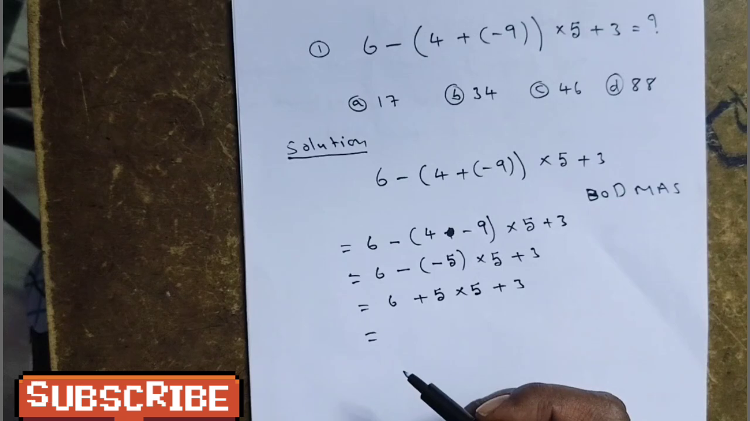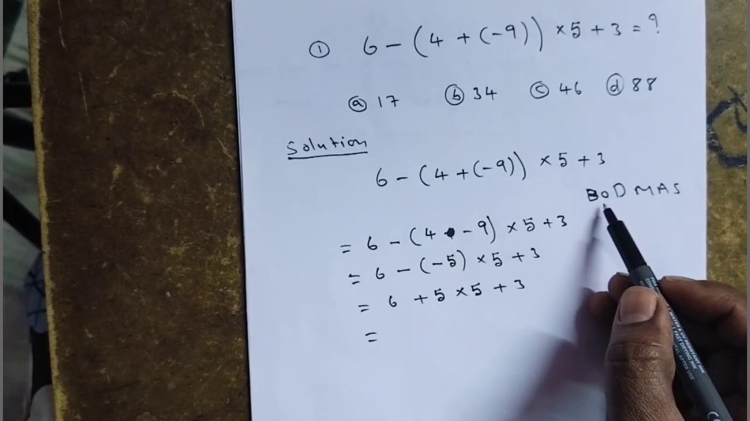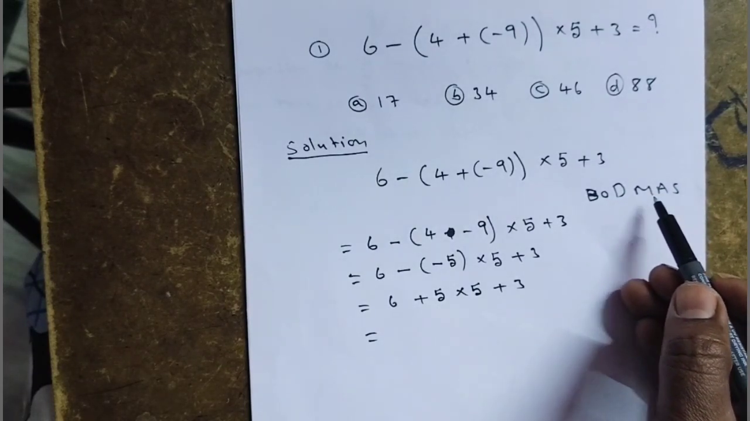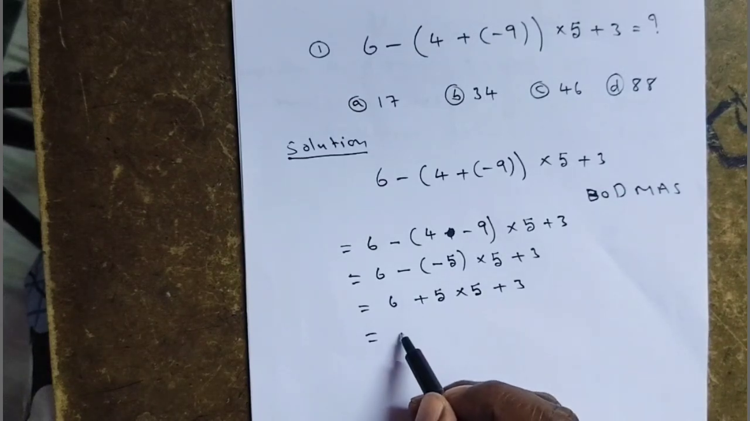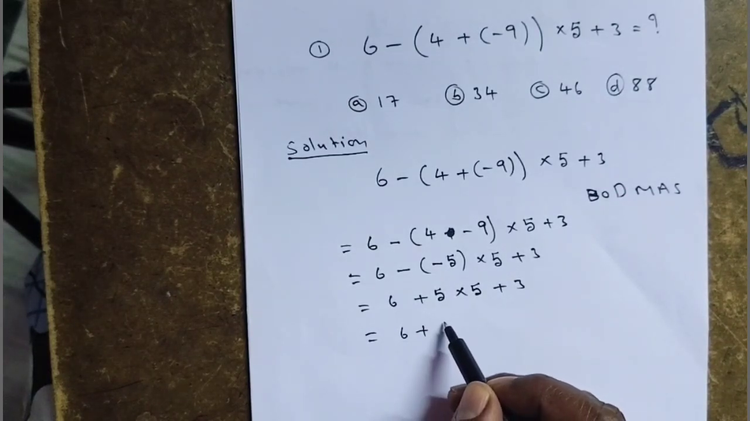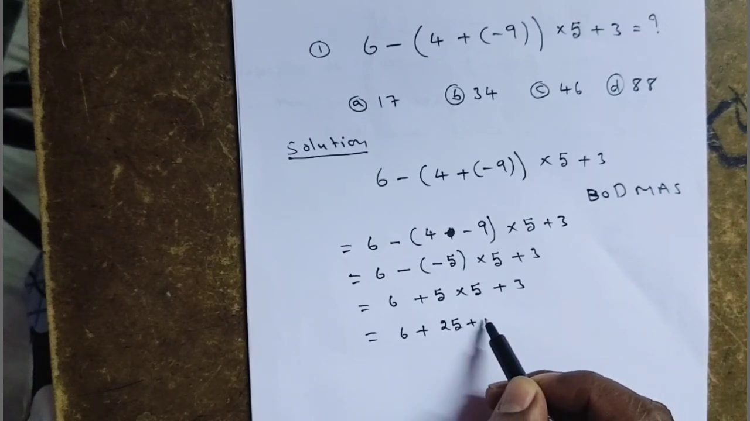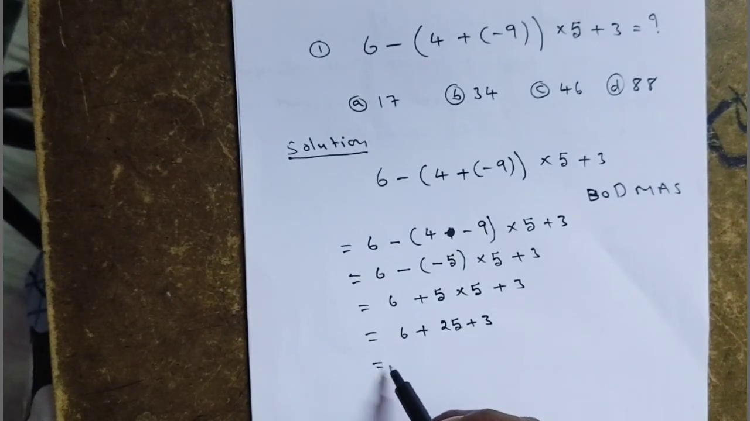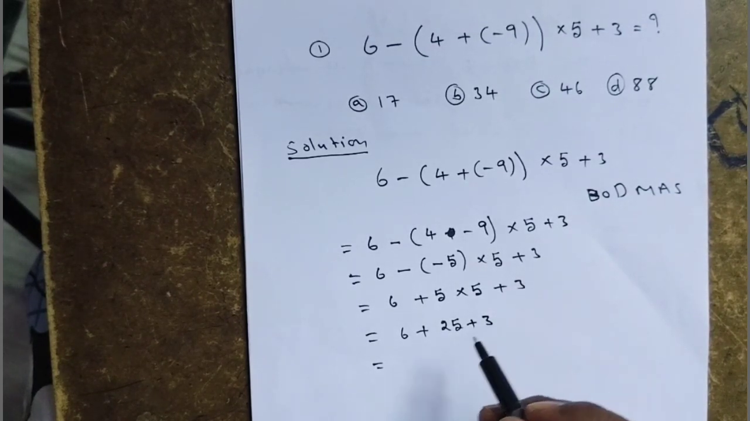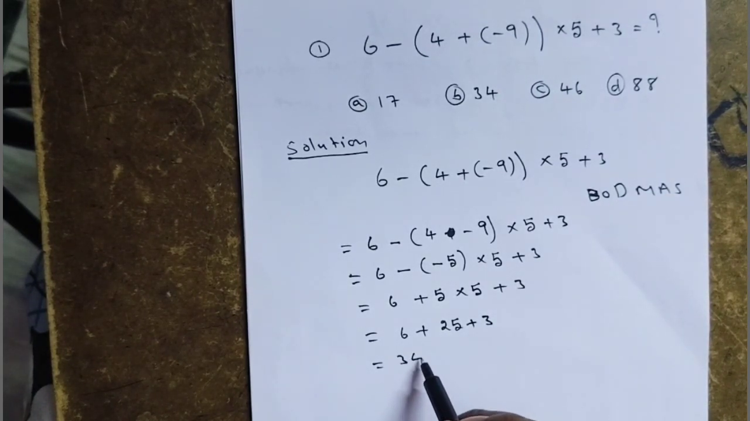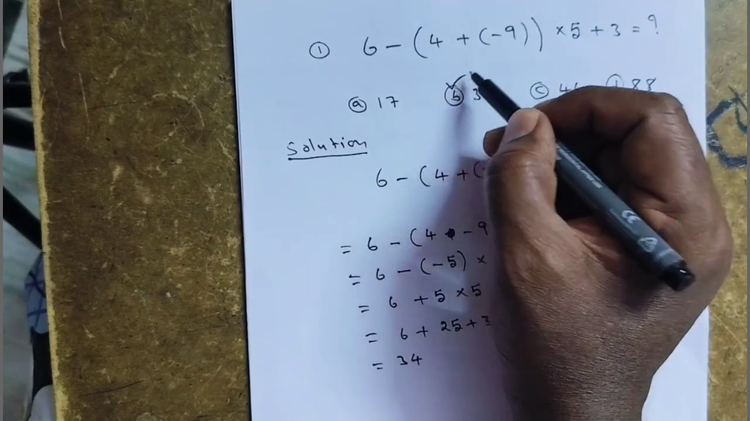Now what do we have to solve? See, after bracket, after division, multiplication we have to see, so 5 into 5 we have to solve, not 5 plus 3. So 6 plus 5 into 5 is equal to 25 plus 3. So 6 plus 25 is equal to 31. 31 plus 3 is equal to 34. So the answer is B, 34.